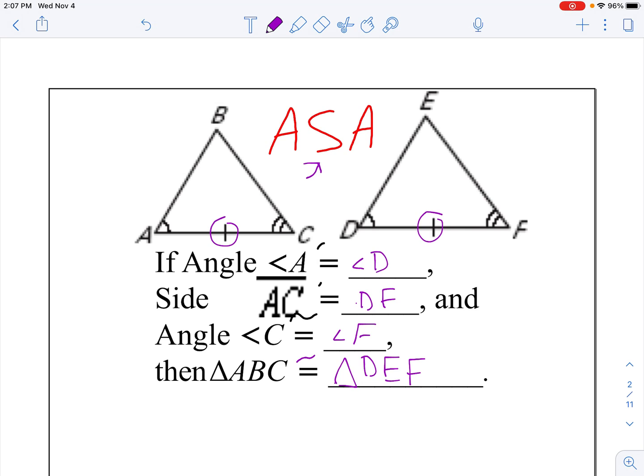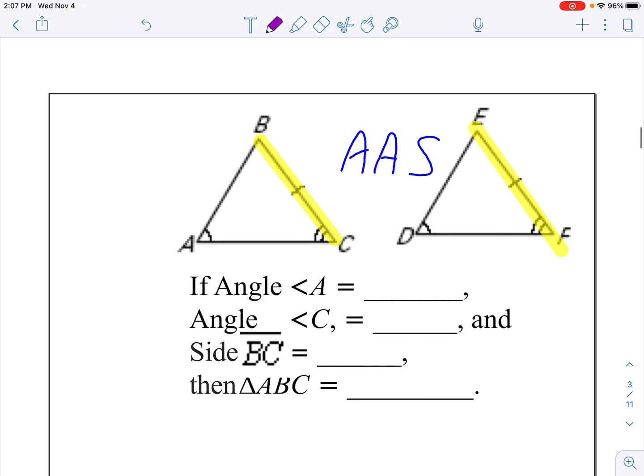Your other one then is going to take that side and it's going to shift it outside your angles. And in this case, it does still work. Your other one is angle, angle, side. Notice how now the side is outside of your two angles. So it is not in between them. It only touches one of those angles. It does not touch them both. So we still have angle A is equal to angle D. Angle C is still equal to angle F, but now my sides change. We're looking at BC being equal to EF, making triangle ABC, once again, congruent to triangle DEF. So we now have 5 different ways to show your triangles are congruent.